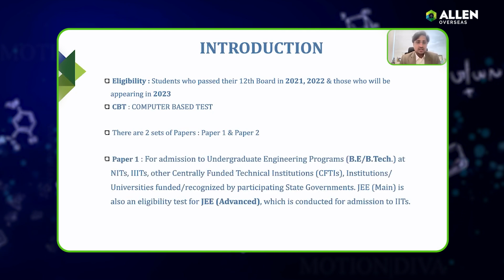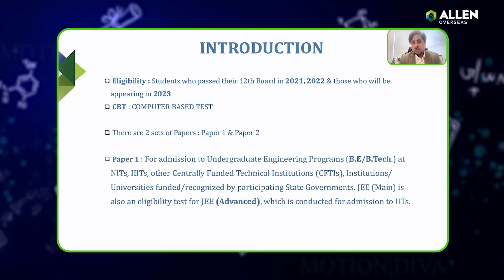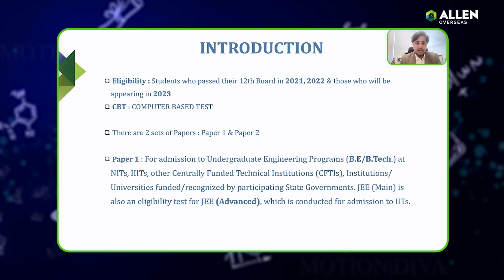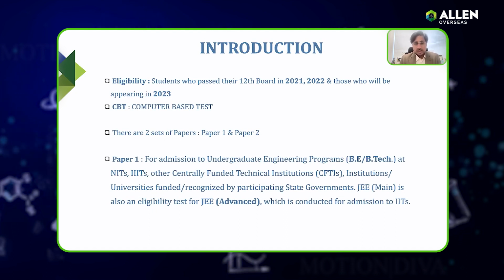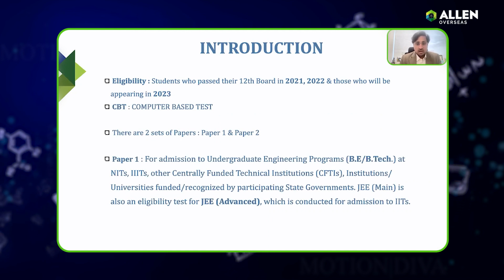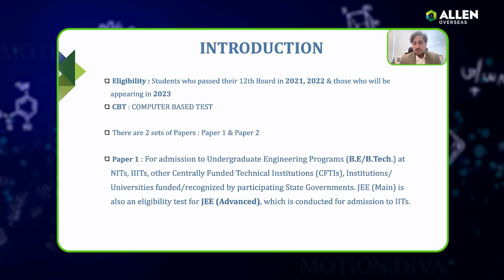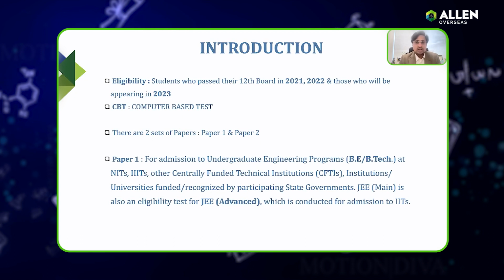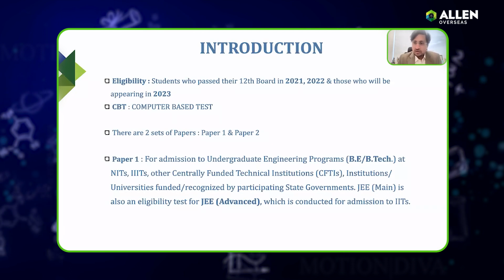What is the brief about that? So paper 1 is for the admission to undergrad engineering programs, BE and BTech. So most of the students, I hope, would be appearing for paper 1, which is for the entrance to the IITs and JEE Advanced examination, or say, for any NITs or triple ITs.